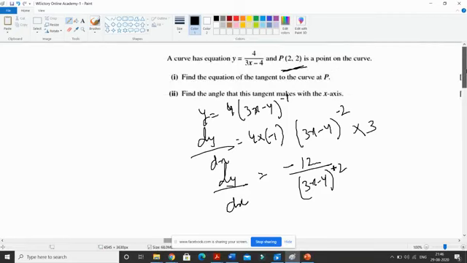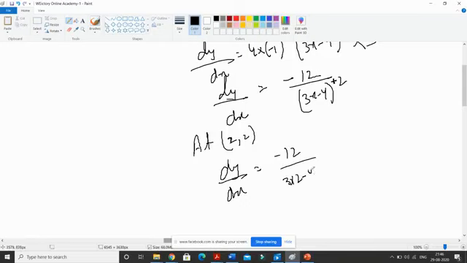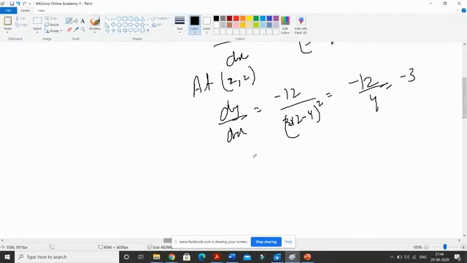Okay. So at (2, 2), let's substitute 2 into dy over dx. So minus 12 over (3 into 2 minus 4) squared. So 3 times 2 is 6, 6 minus 4 is 2, 2 squared is 4. So minus 12 over 4 is minus 3. Okay, so we got the gradient.